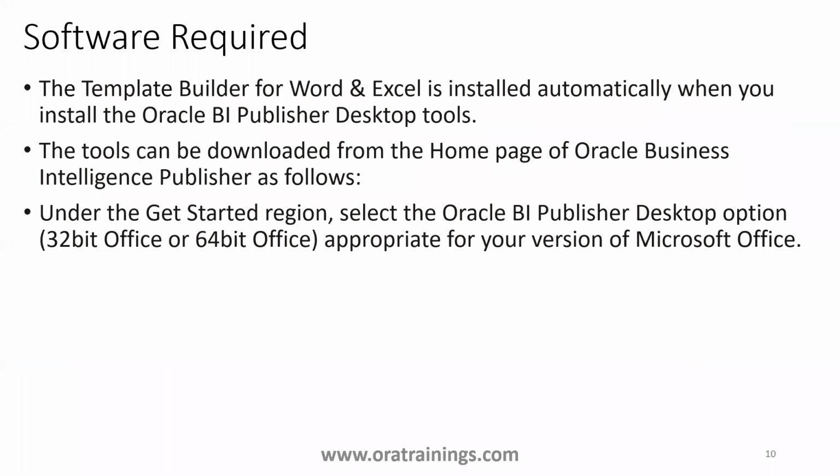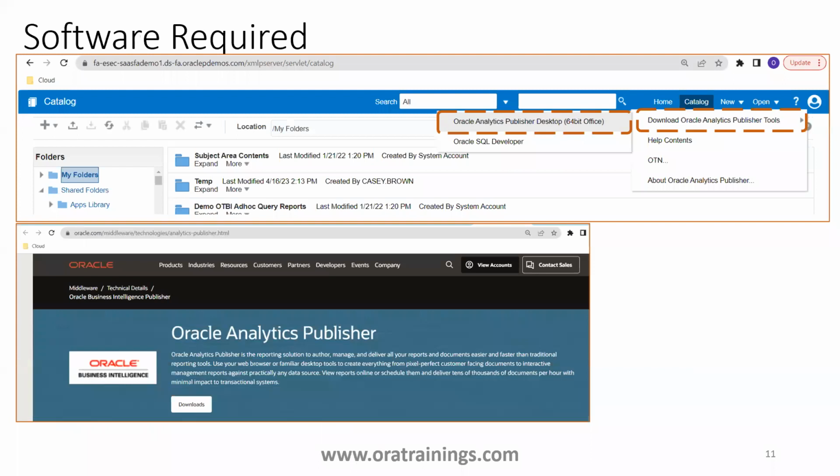And what is the software required? We just require Template Builder for Word and Excel. Template Builder is software, and when you install it, the Template Builder for Word and Excel is installed automatically. Okay, if you want to download this particular tool, it is available from the Oracle BIP website, and from your Fusion or ERP instance, navigate respectively here.